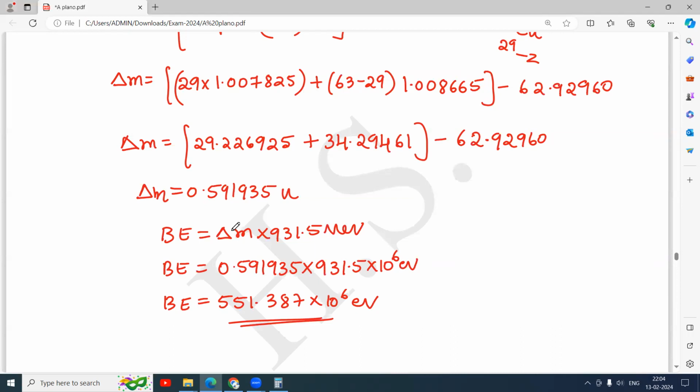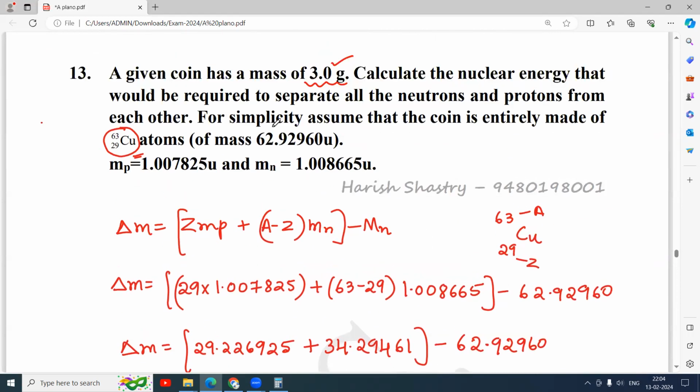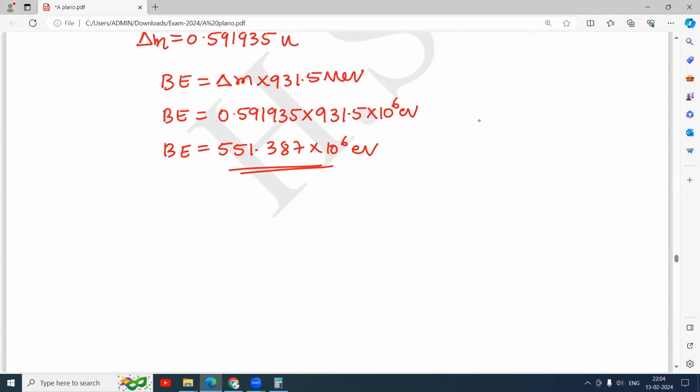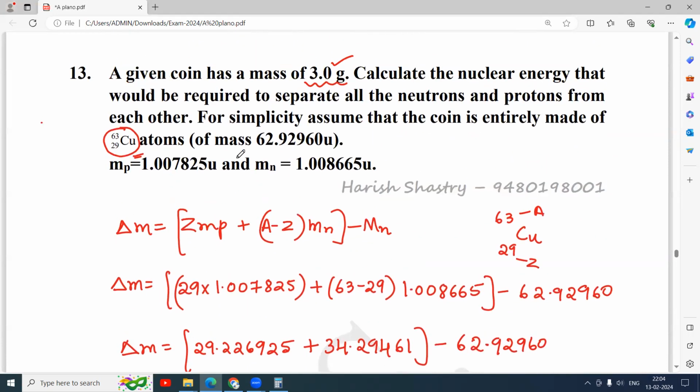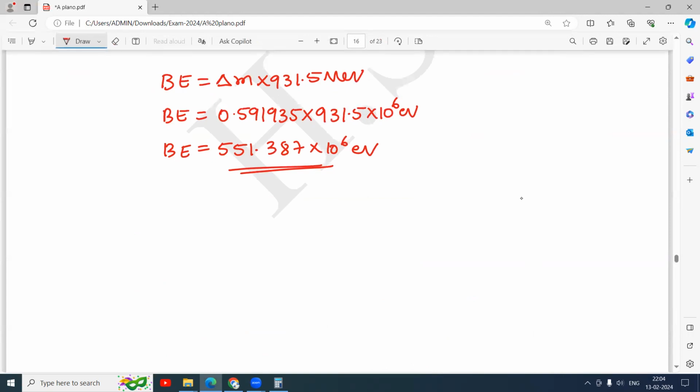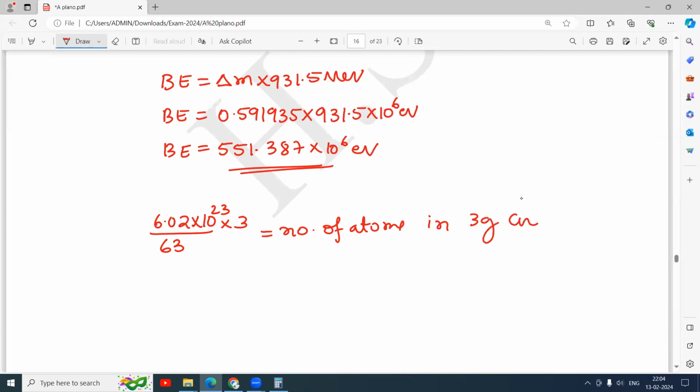That is the energy required to remove the protons and neutrons in one copper atom. But you have a 3 gram mass of copper coin. How many atoms are there in 3 gram copper? Now, 63 gram of copper, whose mass number is 63, contains Avogadro number of atoms, 6.02 into 10 to the power 23. What about 3 gram? This gives the number of atoms in 3 gram copper.